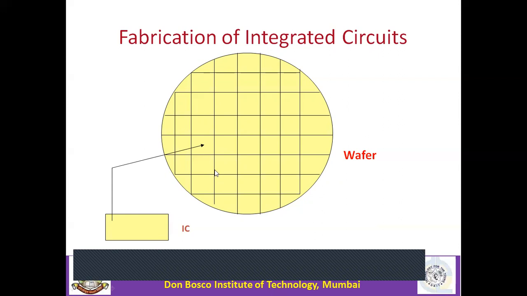In a process, suppose I'm carrying out oxidation, we put so many wafers, 25, 30 wafers. So 25 multiplied by 30, that many integrated circuits are fabricated in one go. For example, now there is an oxidation furnace.